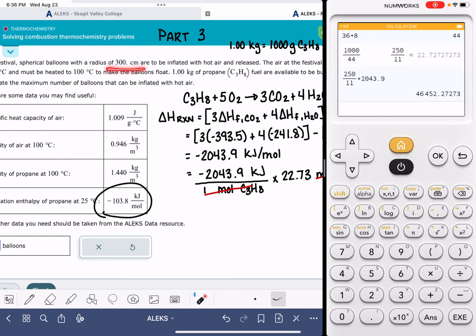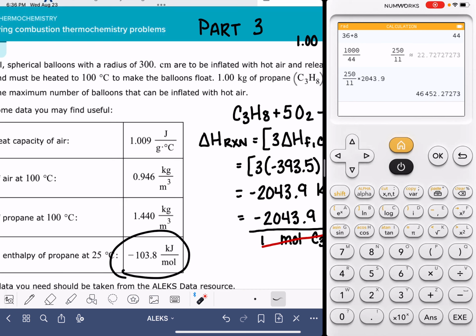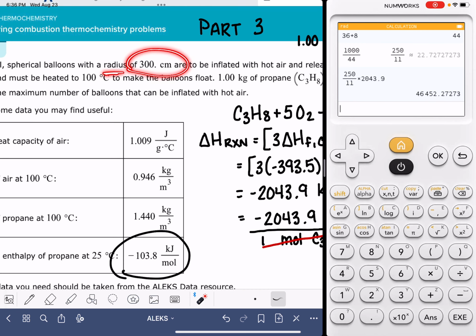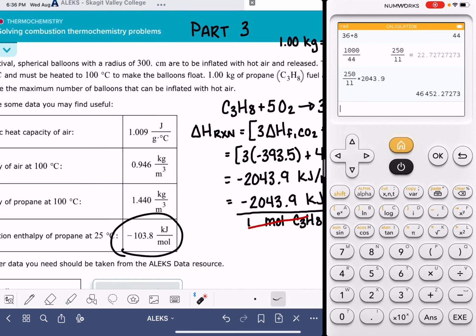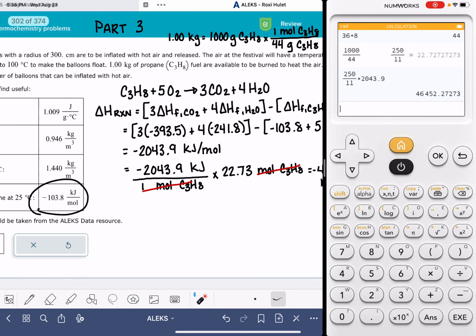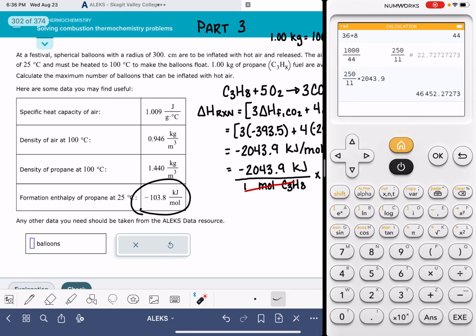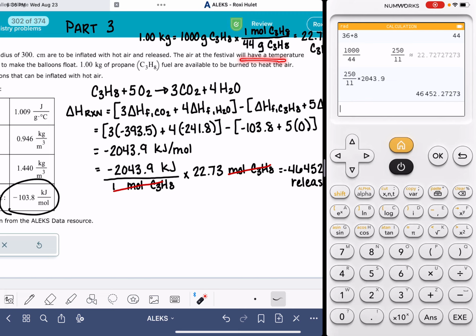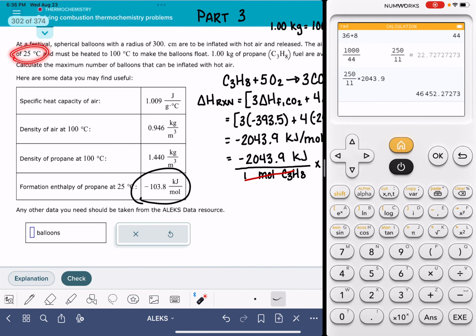So the size of the balloon, this definitely varies from one problem to the next, but for this problem, I have a 300 centimeter radius for my balloon. That is not going to be a useful unit. I'm definitely going to need to convert it to meters. So this is the size of my balloon. And then it's also telling me that the air has a temperature of 25 degrees Celsius and it has to be heated to 100. So this is also important information. We know that we have to increase the temperature of the air by 75 degrees.